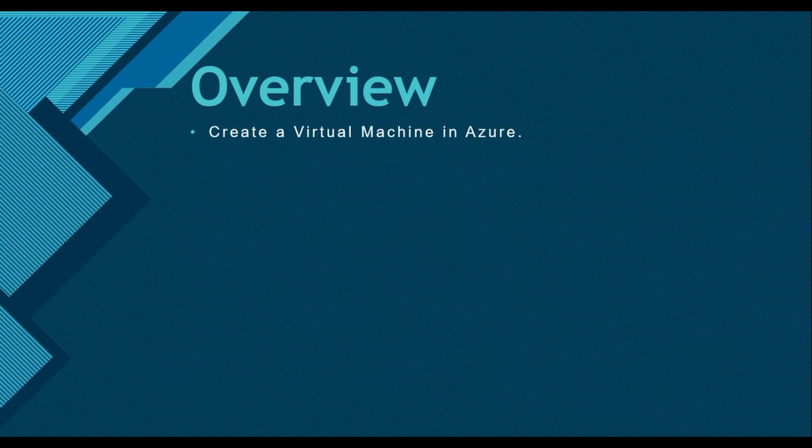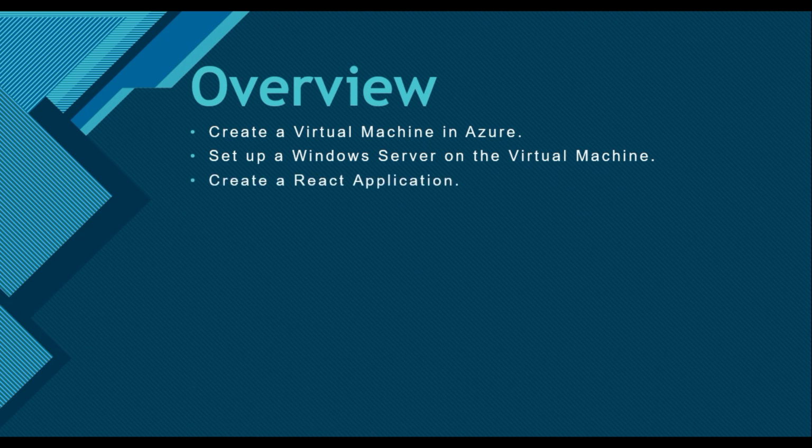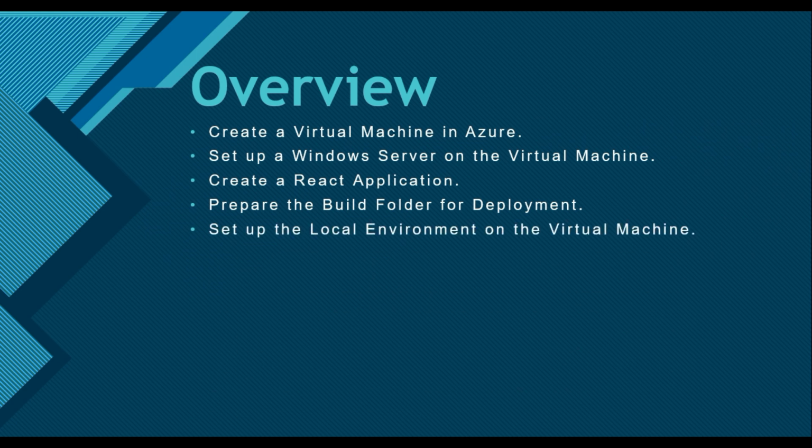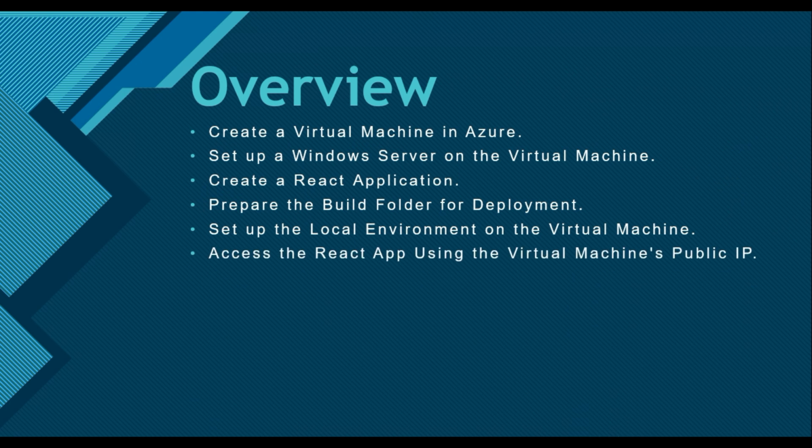we'll create a virtual machine in Azure. Then we'll set up a Windows server on that created virtual machine. Then we'll create a React application. Then we'll prepare a build folder for the deployment. Then we'll set up a local environment on that virtual machine. And then we'll access the created React app using the virtual machine's public IP.